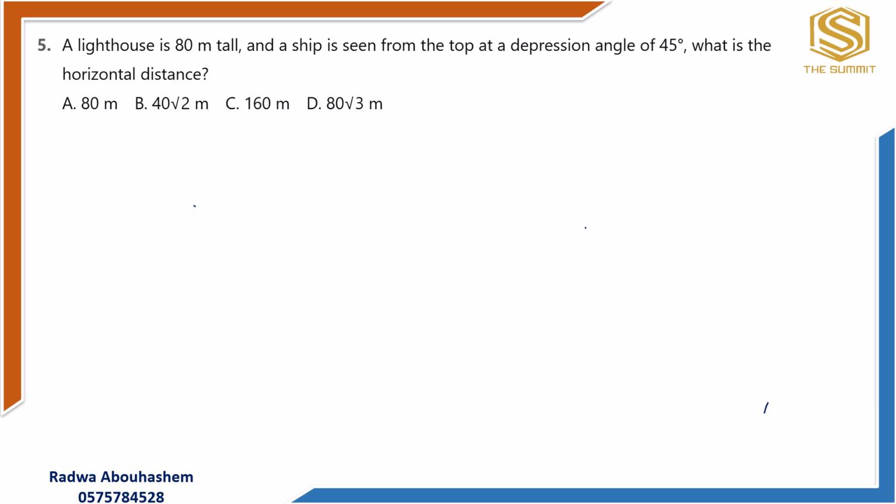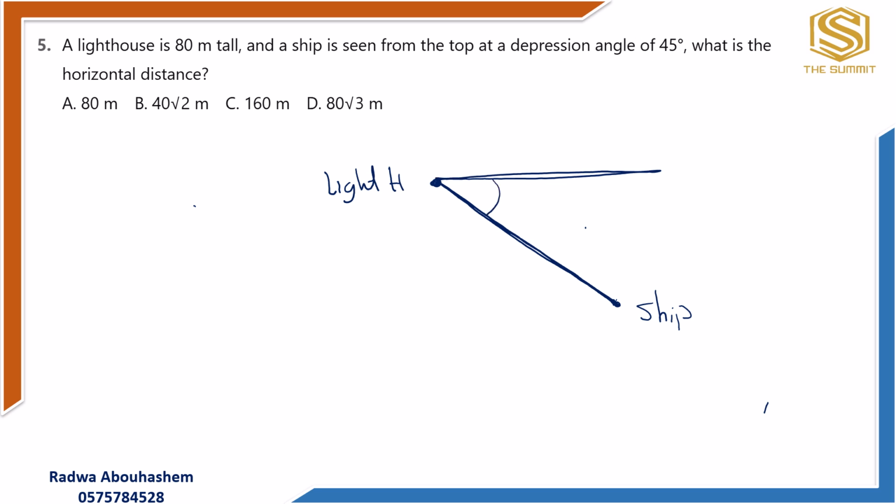A lighthouse is 80 meters tall and a ship is seen from the top at an angle of depression of 45. What is the horizontal distance? Okay, here's the lighthouse, and here's the ship. You're looking at it with an angle of depression. This is the angle of depression, 45, and the lighthouse is 80 meters tall.